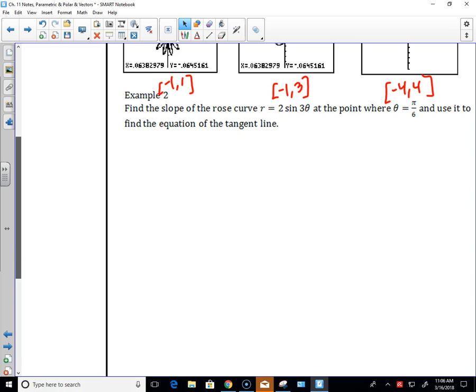Okay. It didn't ask us for a graph. We'll look at a graph in a second, just for the sake of having that visual in case it ever came in handy. How do we find the slope of the rose curve at pi over 6? Derive it. So dy/dx is equal to, wait a minute. How do I do y prime over x prime? Yeah, but how do I get that? There's no y equals and there's no x equals.